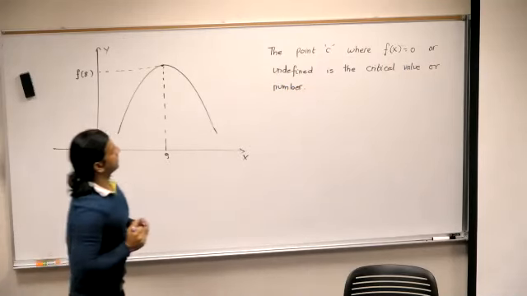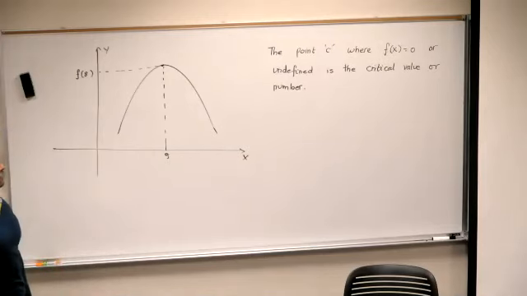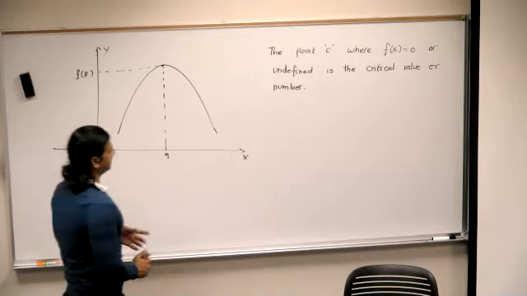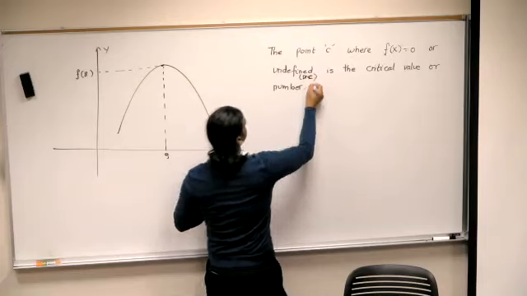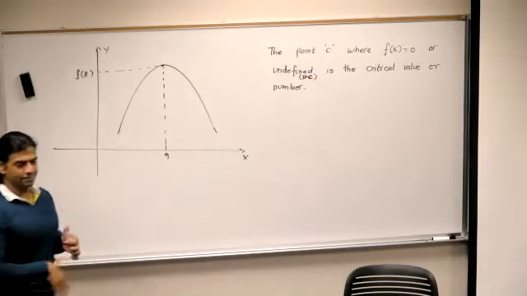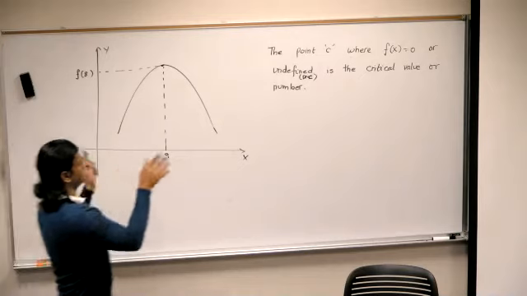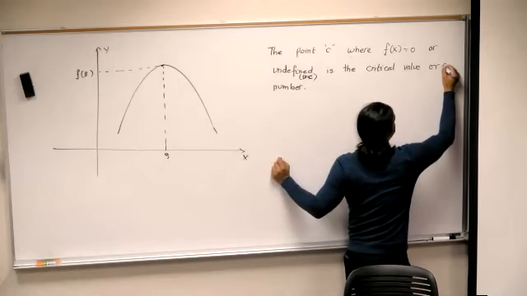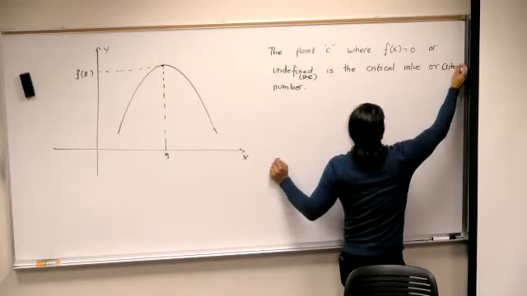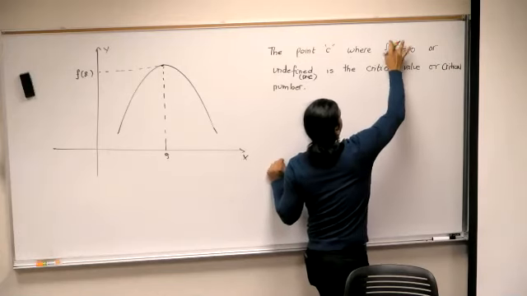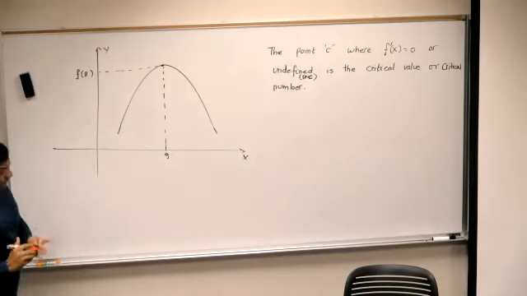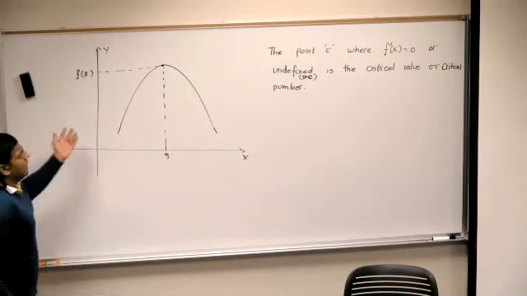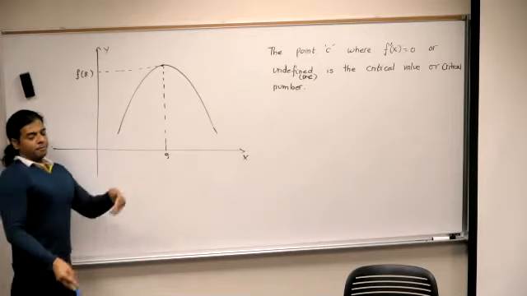Oh, that's interesting. So the points where f prime of x is 0 or undefined, or does not exist, is what we call the critical value, or critical number. Wouldn't it be f prime of x? Yes. F prime of x is 0. So we're pretty much going to do it in a backward sense.